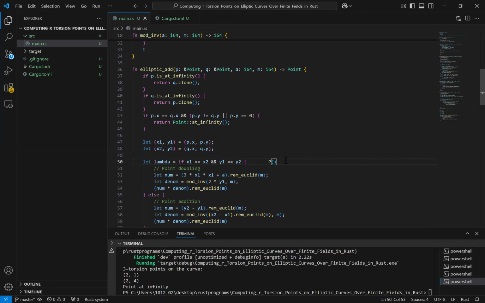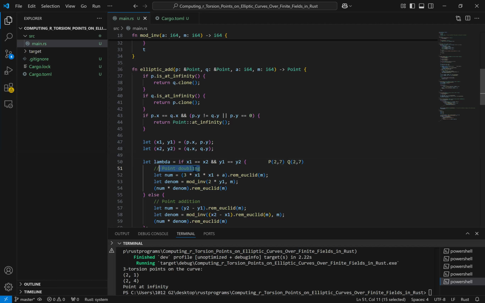We're talking about the same point here. So that means, supposing I have this, and then suppose I have q as 2, 7. We're talking about the same point. If the x1 and x2 values are equal, and y1 and y2 values are equal, then we are talking about the same point. Then we do what we call doubling. It's the same point, we just double it.